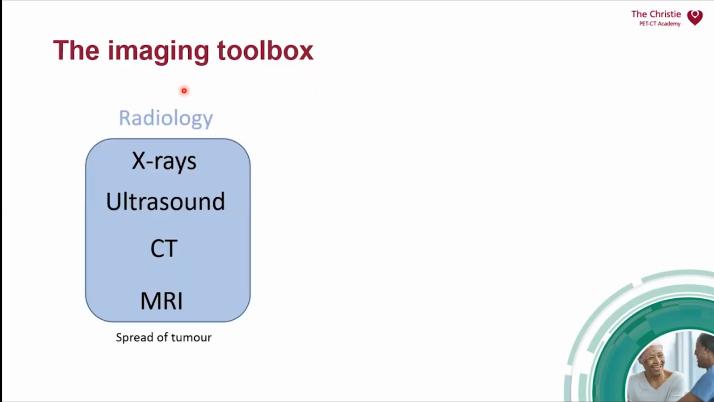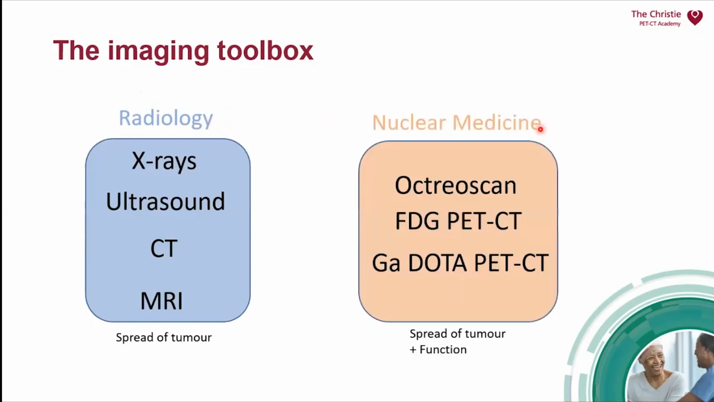Within imaging, we divide our investigations up between radiology and nuclear medicine in general. They're usually separate departments in the hospital. And the radiology investigations are these: X-rays, ultrasound, CT, and MR. Those are the main ones, and they in general look at how widely a tumor has spread in the body.